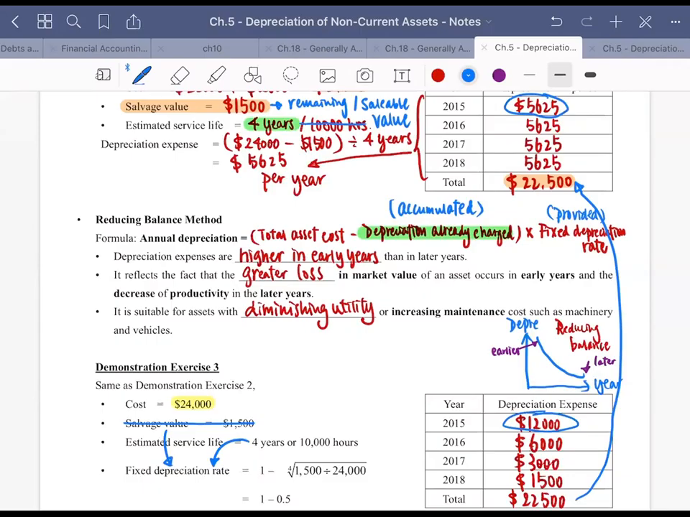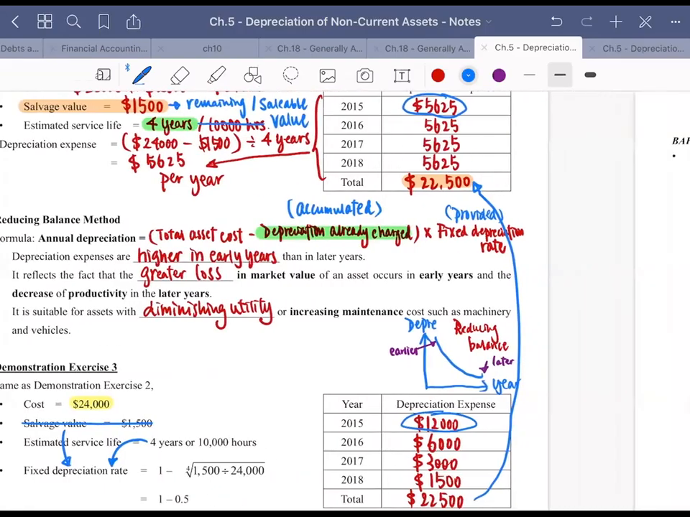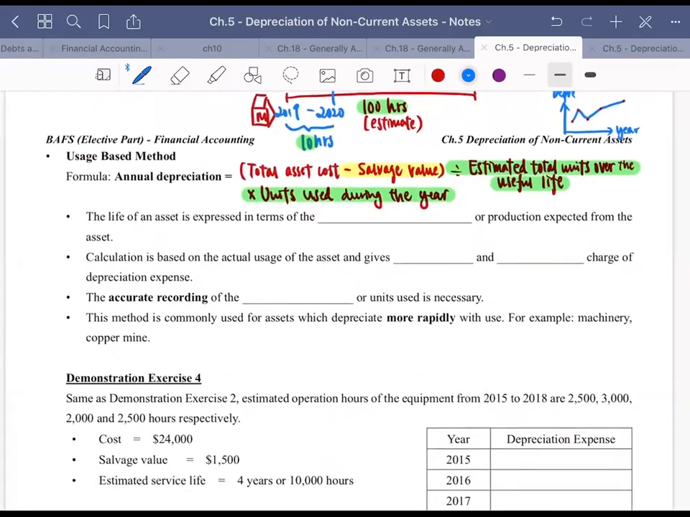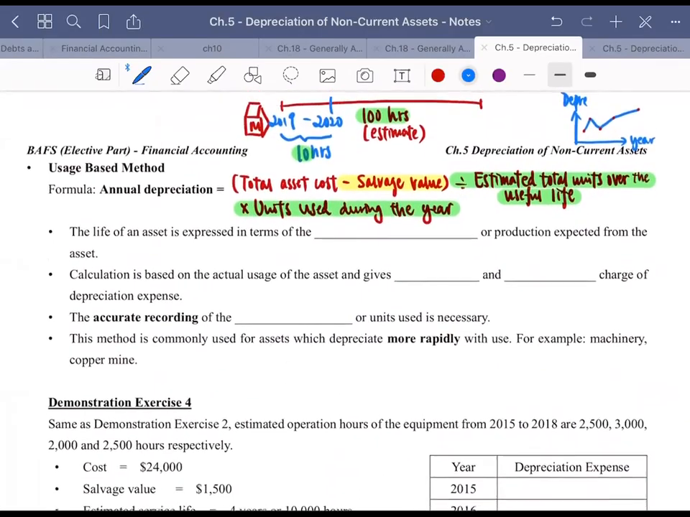So be careful of using these two amounts. These two methods would most frequently appear in your examination as they are most widely used. So let's go to the next method, which is the usage-based method.